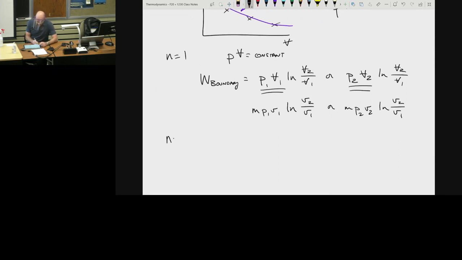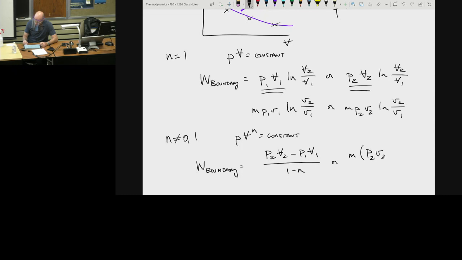If n does not equal 0 or 1, everything else, we're going to have PV^n equal to a constant. And so that's going to give me that the boundary work is going to equal (P2V2 minus P1V1) all over (1 minus n), always. Or you can write this as mass times (P2V2 minus P1V1) all over (1 minus n). Always on the equation sheet. Don't have to memorize it. There it is for you.